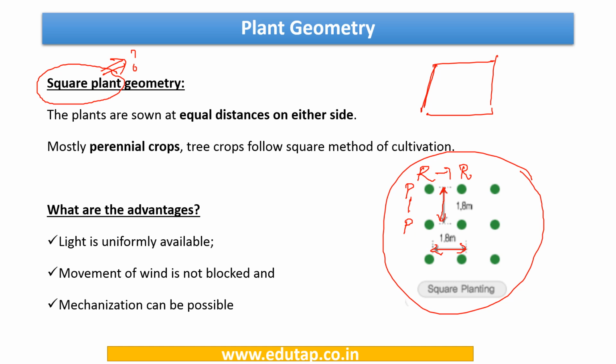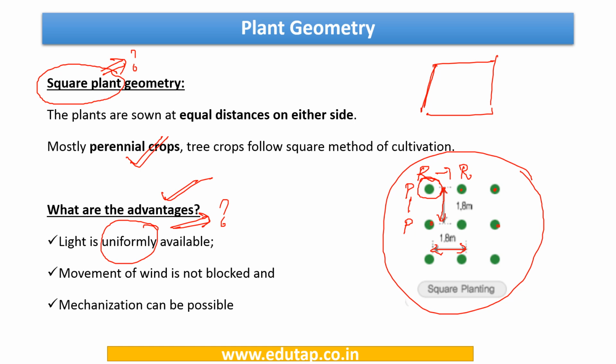Okay, so this kind of geometry that we are talking about is mostly used in perennial crops. Okay, and what do we mean by perennial crops? Their life cycle spans a greater number of years. Okay, now what are the advantages? Light is uniformly available. Why is it so? It is evenly spaced, right? So each plant actually gets enough room for everything. Every resource is properly utilized by each and every plant that is planted.